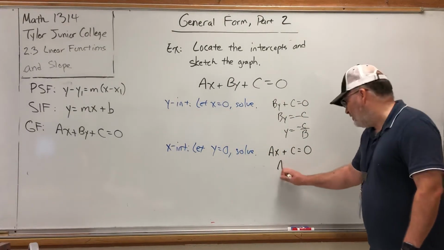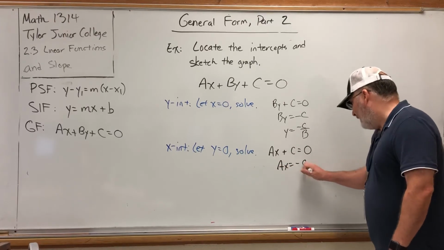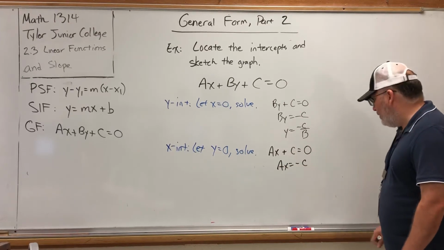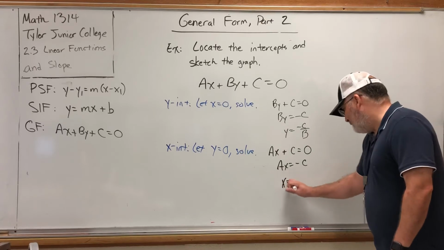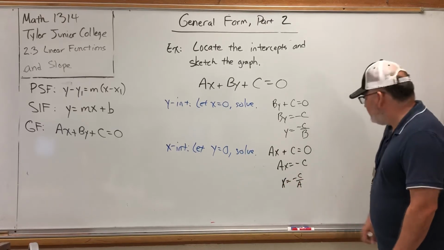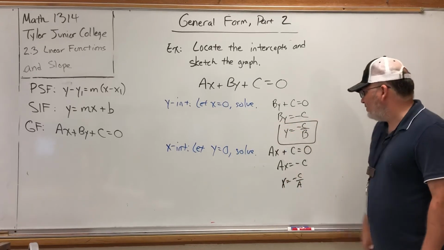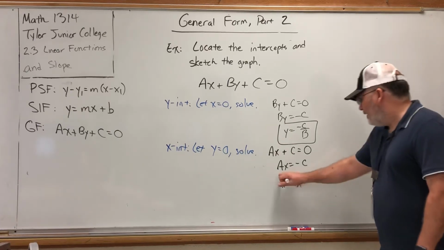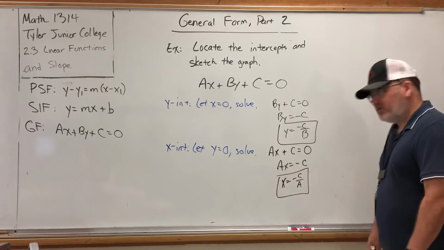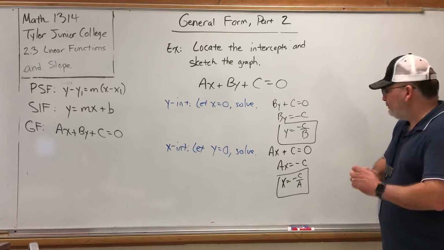So on a test, I would actually hit minus c on both sides, to be honest, and then divide both sides by a. So here's the expression for the y-intercept of a line in general form, and here's the expression for the x-intercept of a line in general form.